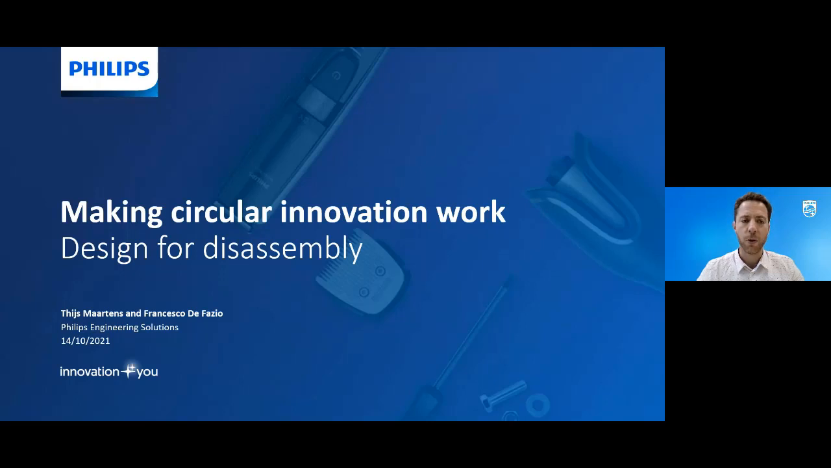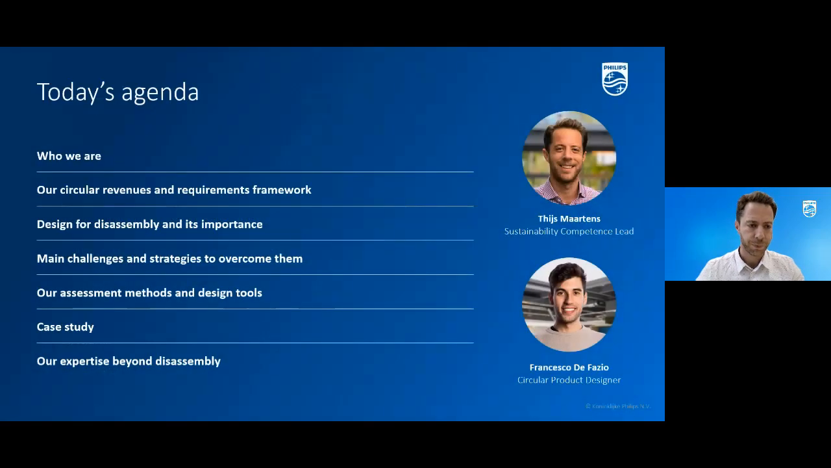If we then start to look at the agenda for today, of course we want to tell you a little bit about who we are. But what's really particular about this agenda, and I feel it's somewhat of an important milestone, is the fact that we're not extensively talking about the vision of the circular economy. So we're not talking about why a circular economy, but really about how to implement circular economy principles. And this webinar is really about making the circular innovation work.